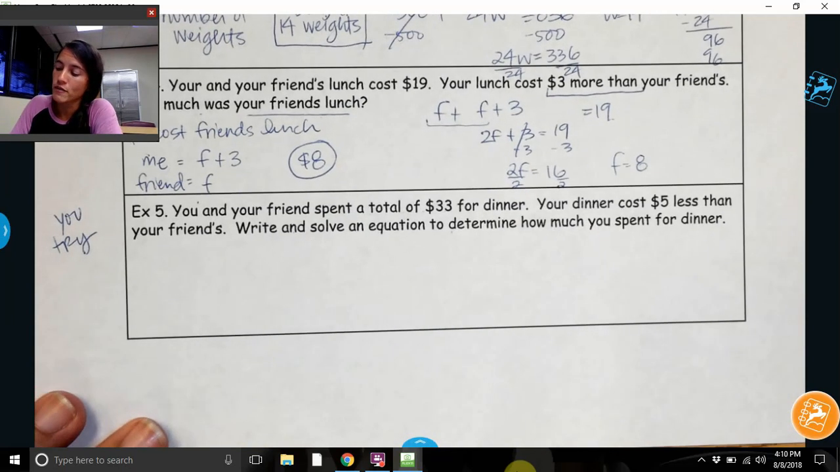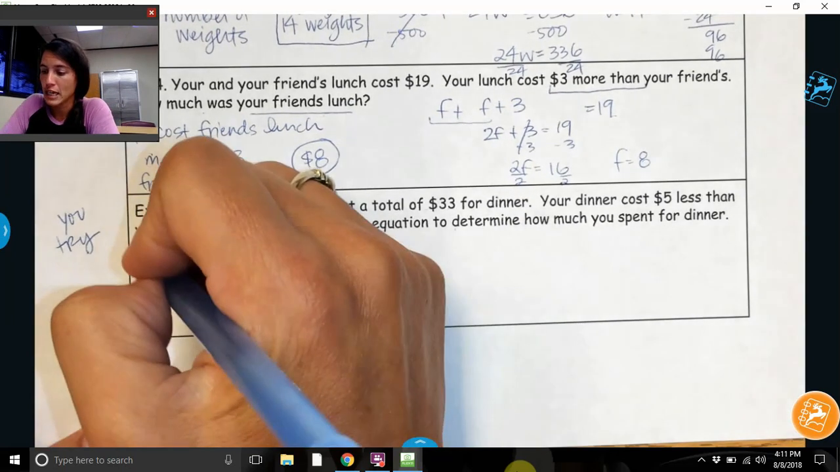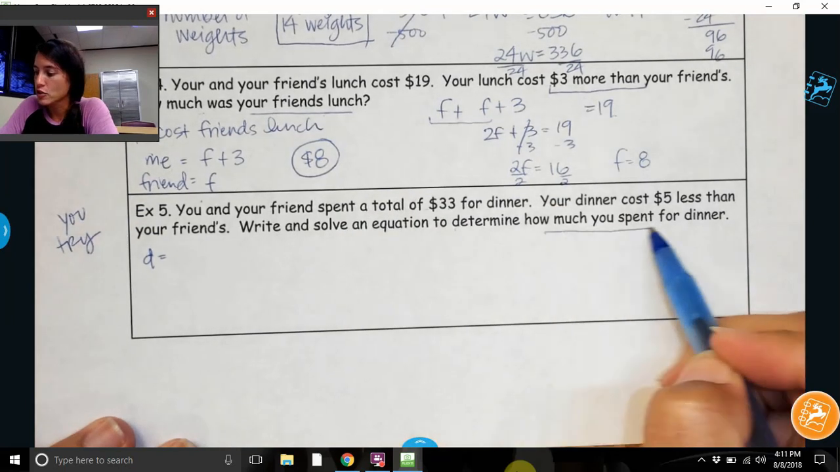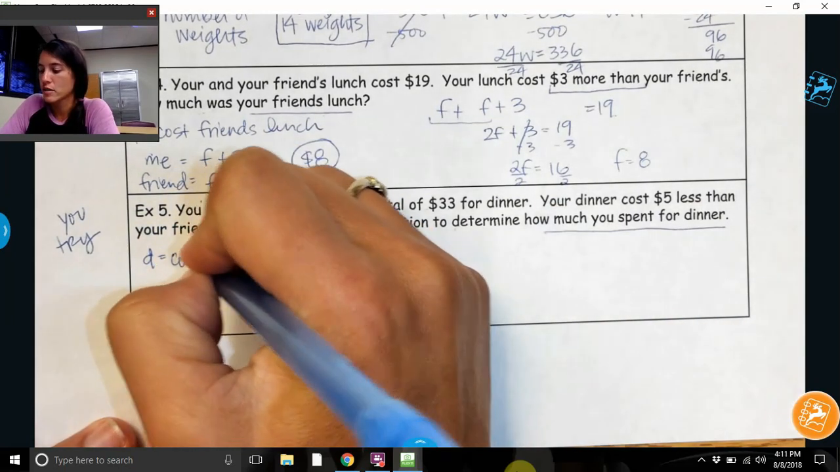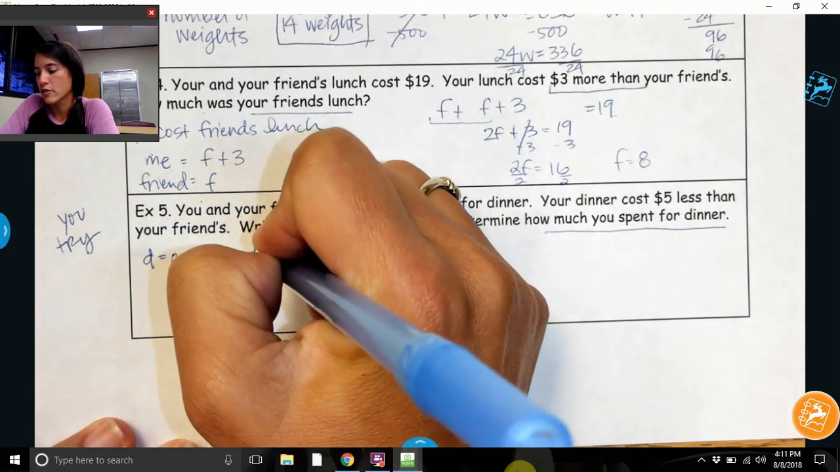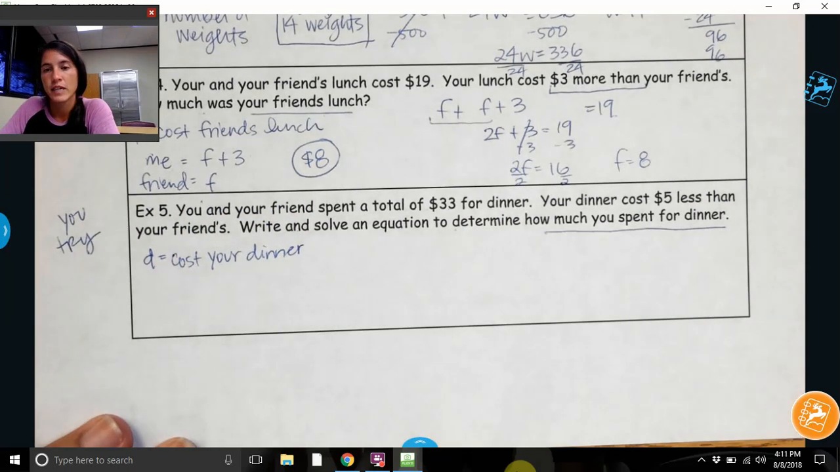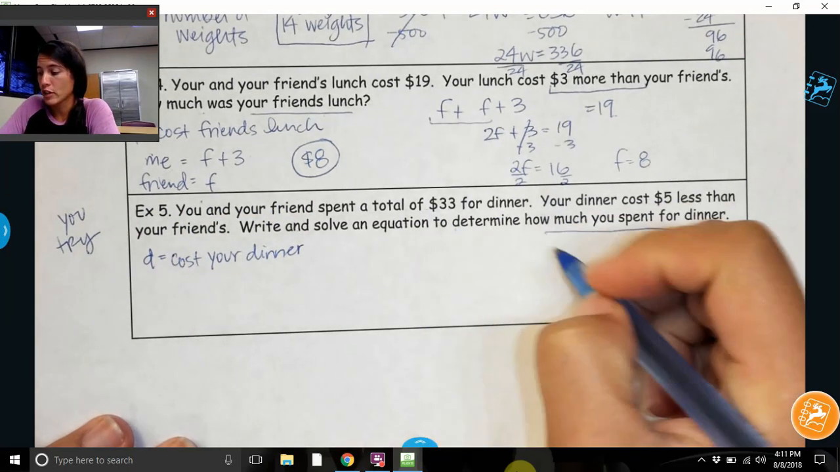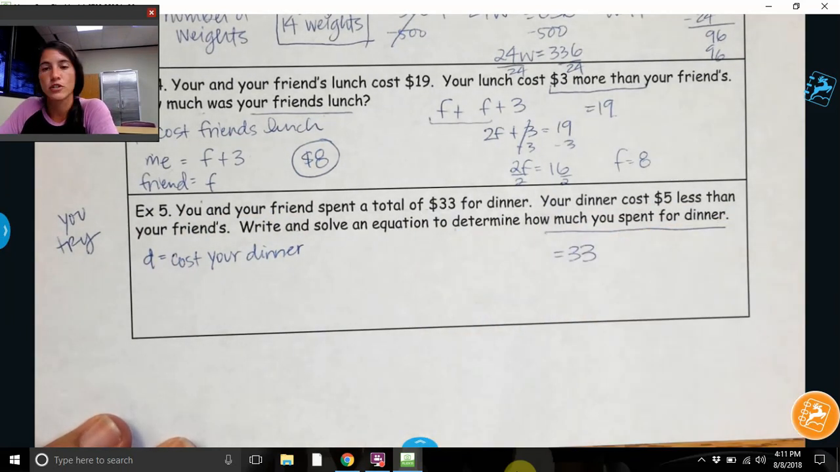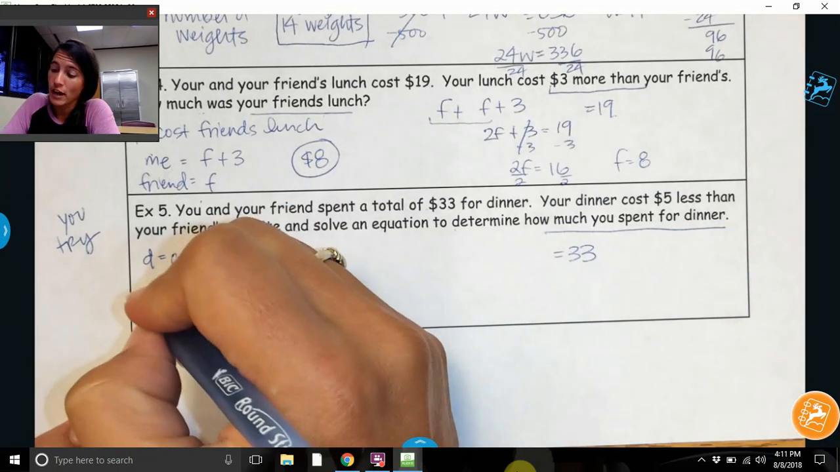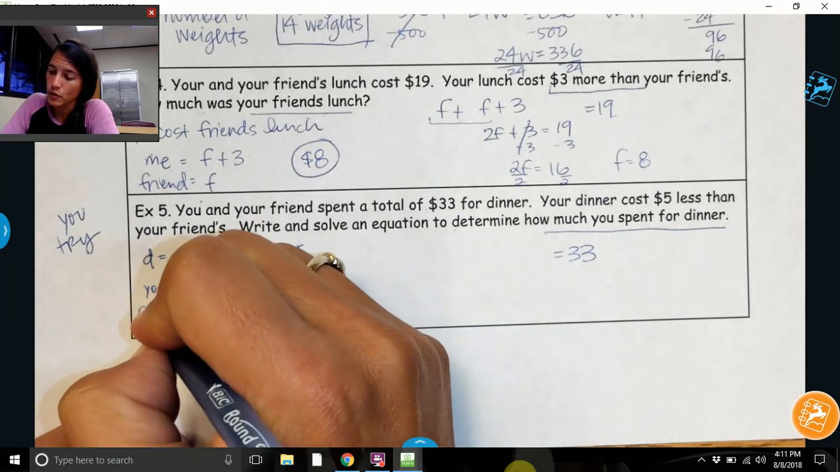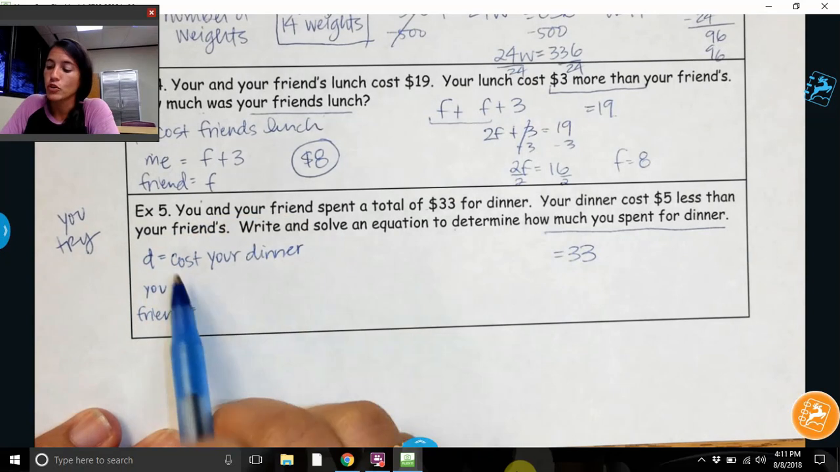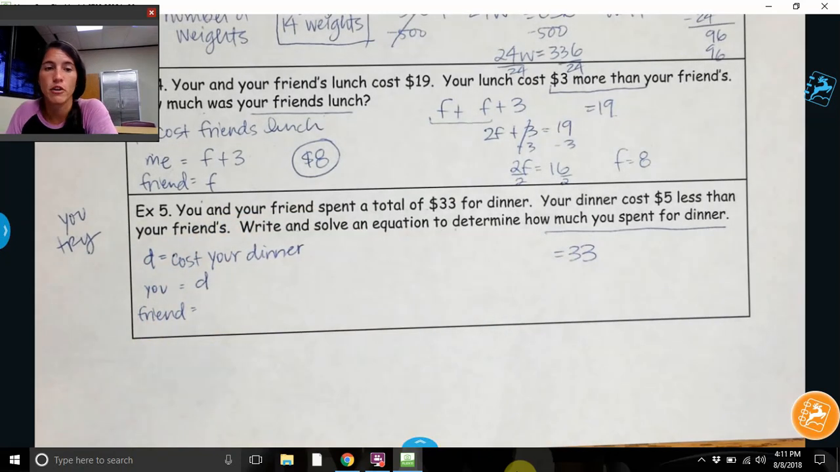So I'm going to pick a variable and you could pick D, how much you spent for dinner. So the cost of your dinner, not your friend's, but yours. And again, our total of $33, so it's going to be our total equals 33. You and a friend, so 2 people went to dinner. So you're adding up you and you're adding up your friend. Well, your cost was D. We already said that. Your cost of your dinner was D.